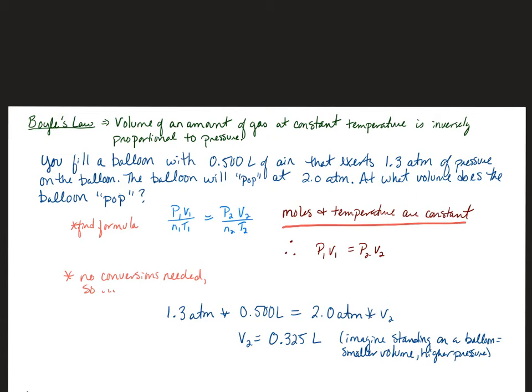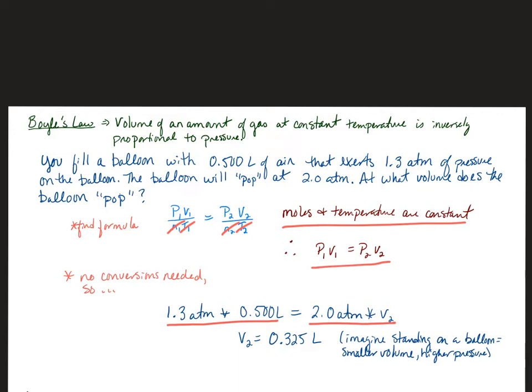We don't mention anything about moles or temperature here. So I start with this formula, I cross out moles and temperature, and that means just pressure and volume are what we're going to use. So we don't need to convert anything from Kelvin because temperature's not being used. So we just say 1.3 atmospheres times 0.5 liters is equal to 2 atmospheres times an unknown second volume.